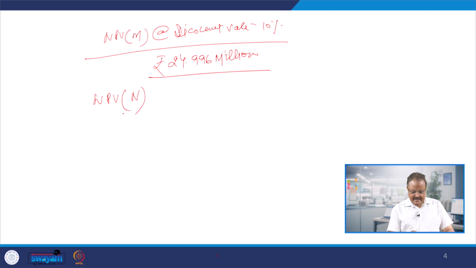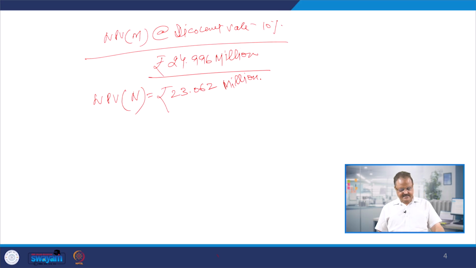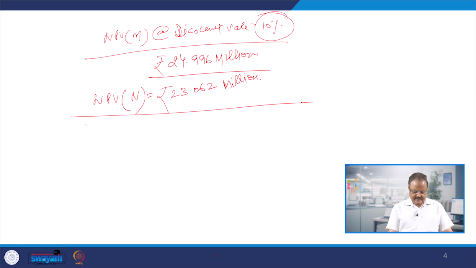This is the NPV of the project M at the 10% discount rate, and the NPV of the project N at the 10% discount rate. Again, if you calculate it, you will find that the NPV for this project is something like 23.062 million. So, this is the second NPV. You can calculate yourself by applying the same process, and the discount rate here is 10%. And for the second discount rate, the NPV at the discount rate of 15%.